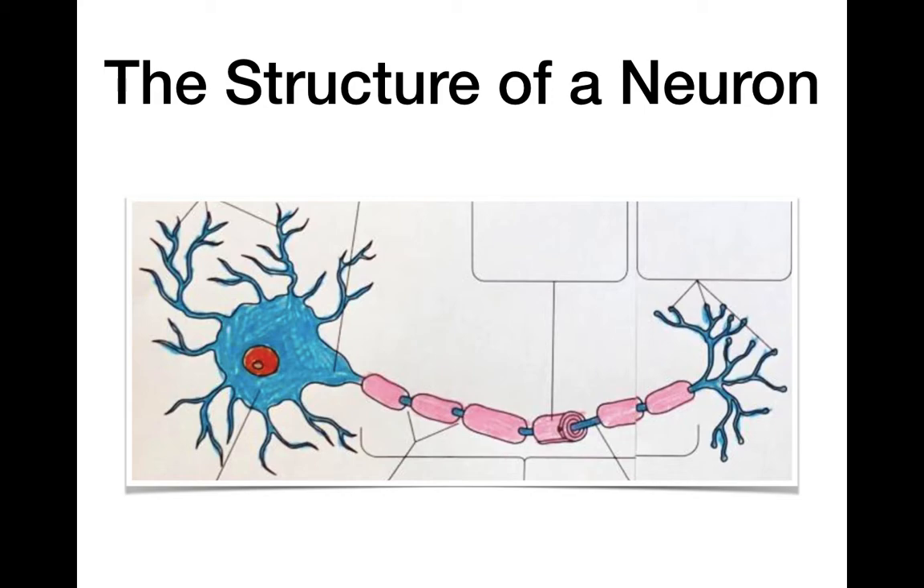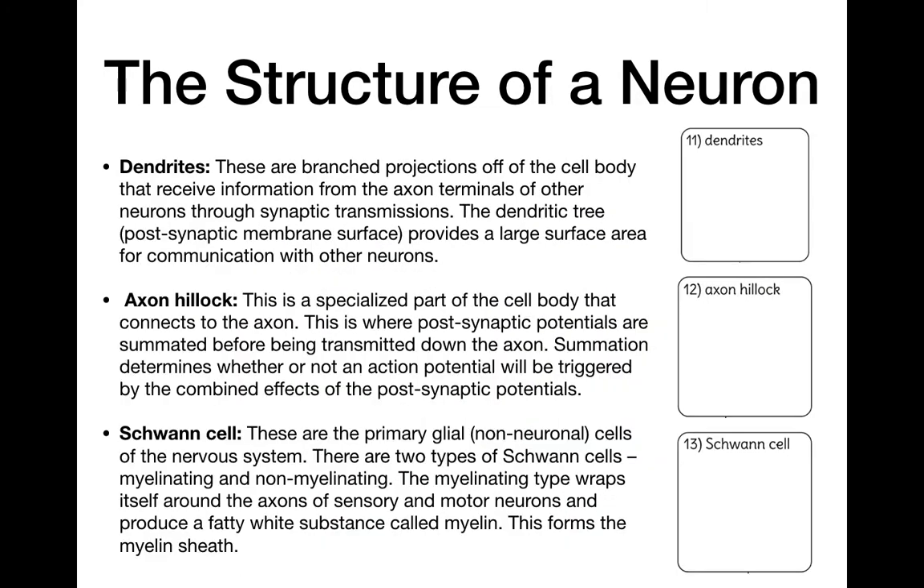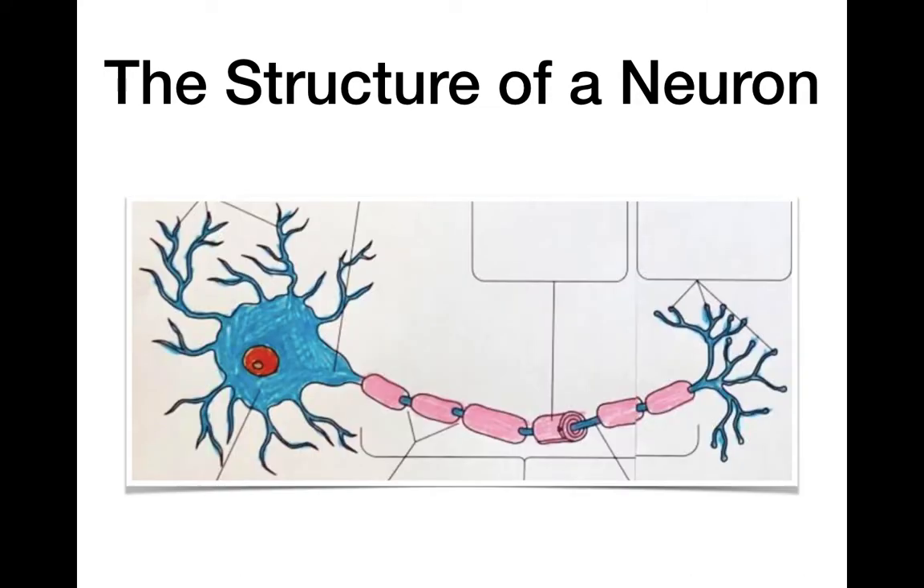You have the nodes of Ranvier, which are little gaps here between the myelinated part. That's going to be where the signal will jump to if you have a myelinated neuron. And the other one was the cell body. So here, where you have the nucleus and the other organelles you need to have to keep that cell functioning.